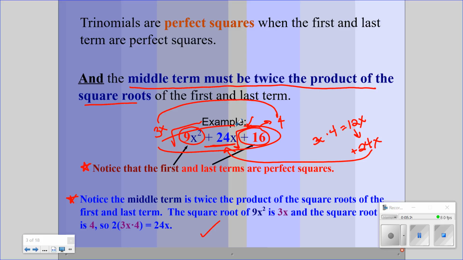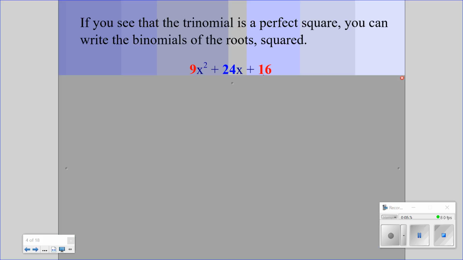So if and when you recognize that a trinomial is a perfect square trinomial, this will be really convenient for you because we will be able to factor it quite easily. If you see that the trinomial is a perfect square trinomial, you can write the binomial of the roots squared.